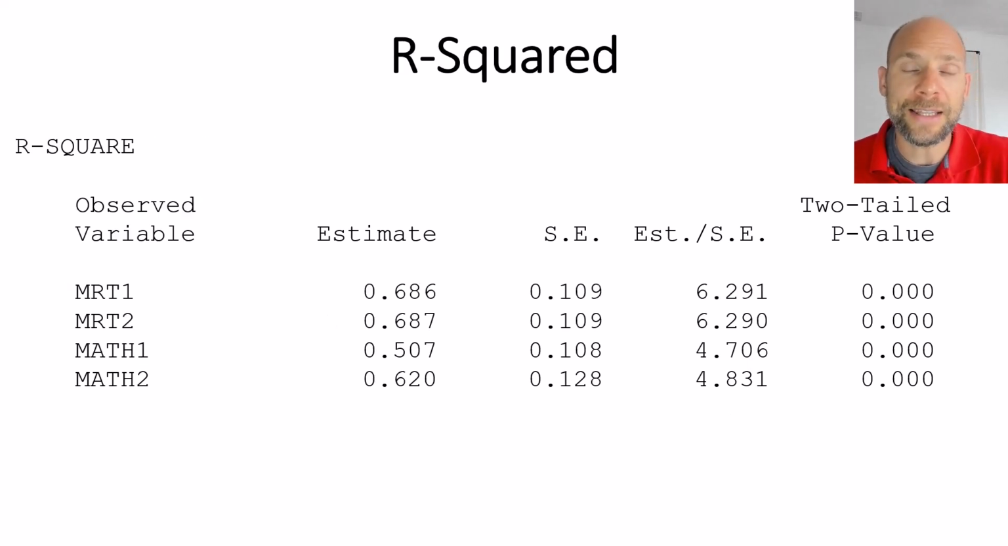Now, one last thing that we would typically look at in a CFA is R-squared. R-squared, here are the squared standardized factor loadings, and they have a specific interpretation in terms of the variable reliabilities in the sense of classical test theory. So the squared standardized factor loadings are equal to R-squared, and they're equal to reliability if you interpret the models in the sense of classical test theory.